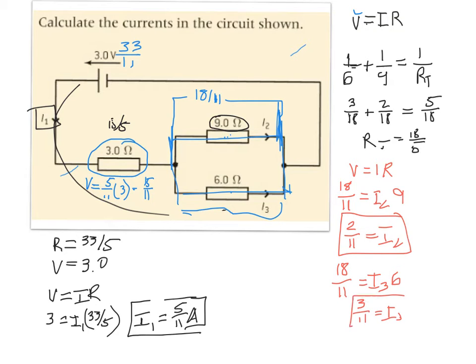Now, I mentioned the conservation of charge earlier. That means that I1 here is going to split into 2 and 3. So whatever current is coming through here has to be total in those two. You'll notice that I2 right here is 2 over 11. I3 is 3 over 11. If I add those two together, I get 5 over 11, which is the current in the whole thing. All right, let's go on.